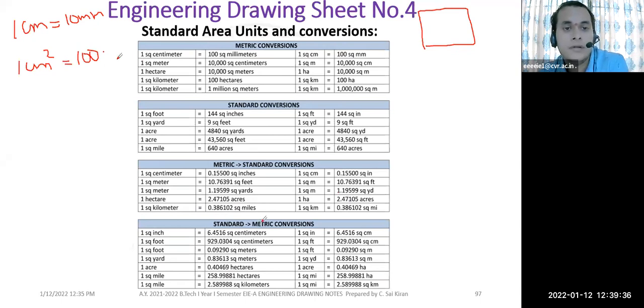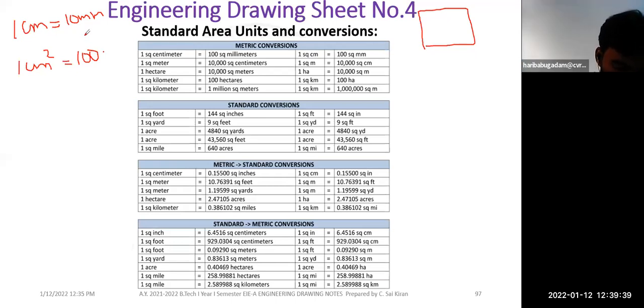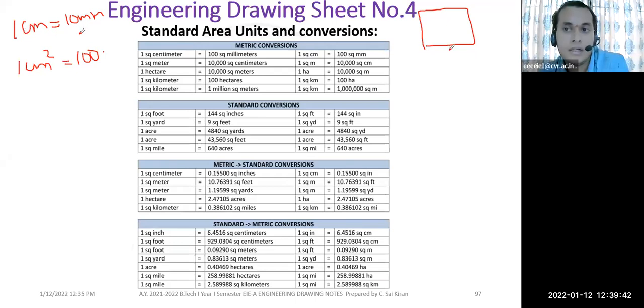Whenever you want to convert 1 centimeter into mm, we know that 1 centimeter equals 10 mm. But for the area, we do 1 centimeter into 1 centimeter, so it becomes centimeter square. Similarly, 1 centimeter equals 10 mm, so 10 mm into 10 mm, 10 into 10 is 100, mm square. So 1 square centimeter equals 100 square millimeters. Similarly, 1 meter equals 100 centimeters, so 100 into 100 is 10,000 square centimeters. Like this, you have to calculate.